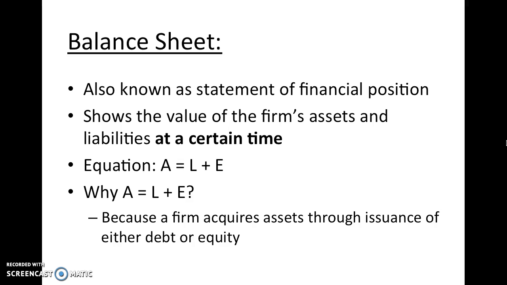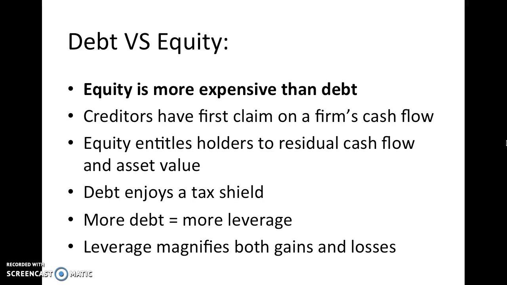Simply put, a firm acquires assets through issuance of debt or equity. A firm that needs money will either borrow money or issue shares. And debt versus equity. Why is equity more expensive than debt? Creditors have first claim on the firm's cash flow. Equity holders have residual claim on cash flow and asset value. Debt also enjoys a tax shield.